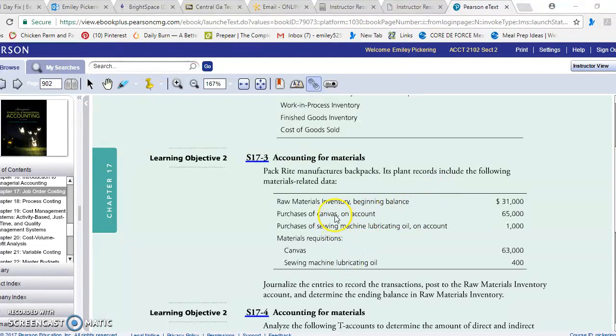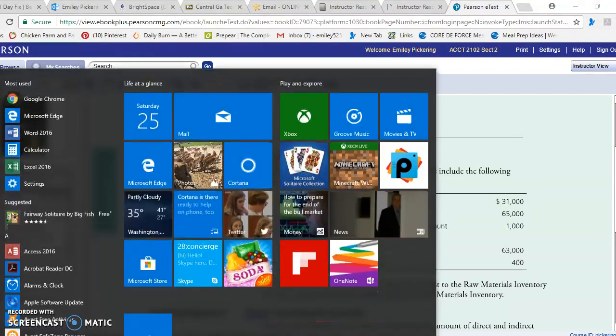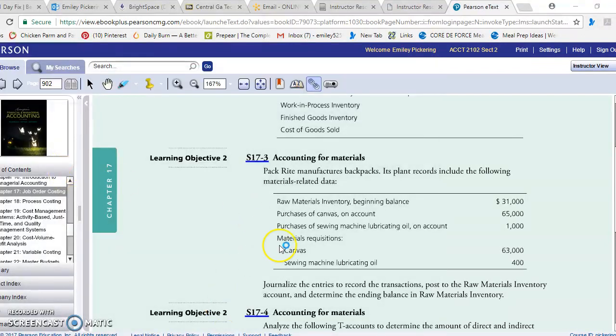But the first one is we have all of these materials, and we want to go ahead and journalize or record the transactions, put it to raw materials, and then determine the ending balance in raw materials. So raw materials is the very first inventory account that you're going to have. When you're a manufacturer, you buy the raw materials, and then you start making things, which goes into work in process, and then finally it goes into finished goods. So let's go ahead and see how we're going to make these journal entries. I'm going to pull up Excel here.